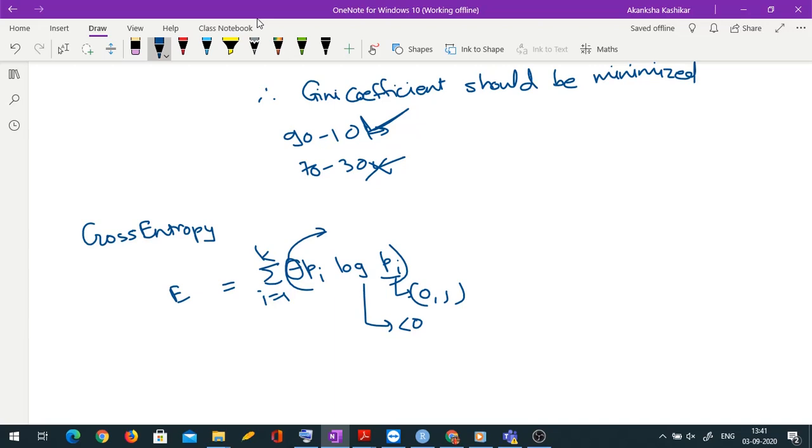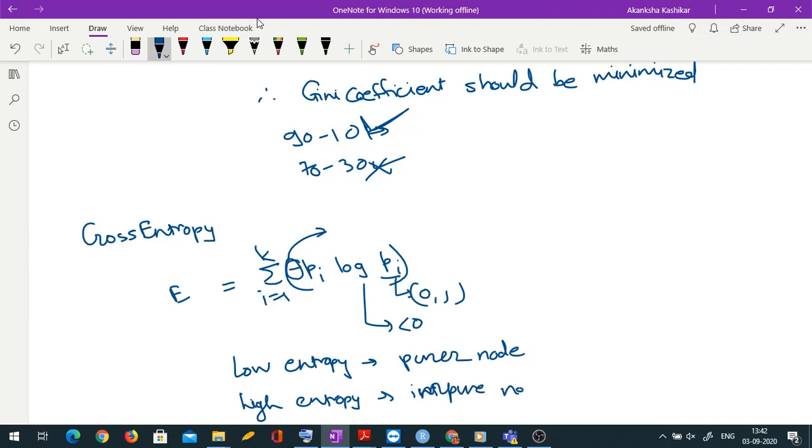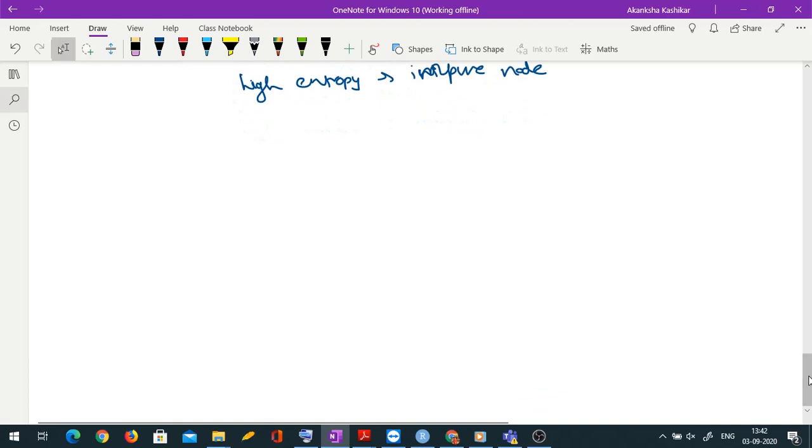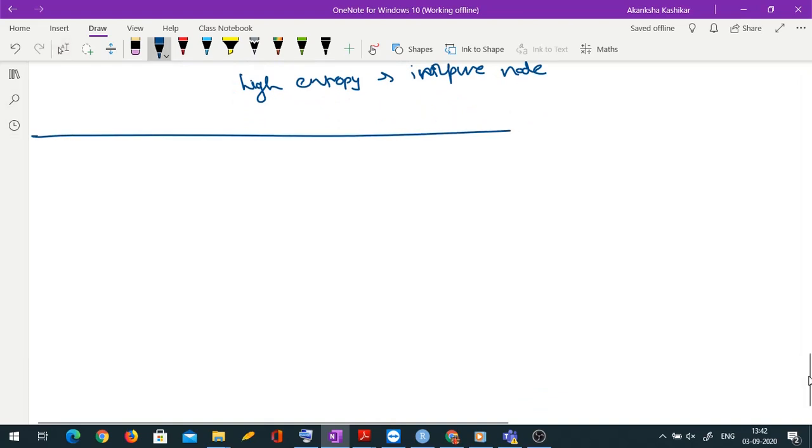And entropy again is like the Gini coefficient. Low entropy would indicate a purer node. High entropy would indicate an impure node. So again, if I want to choose on the basis of entropy, I have to choose the node which has the lowest entropy as the best node. But what do I mean by choosing a node? We actually don't choose a node, but the split is chosen like that.